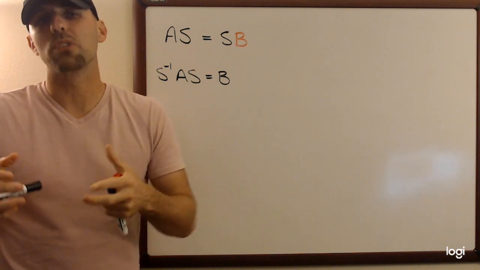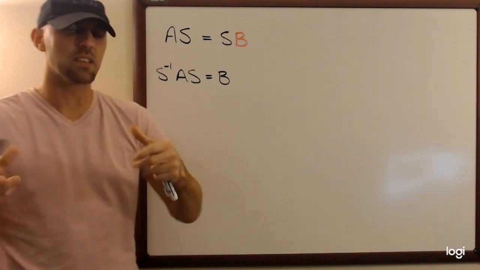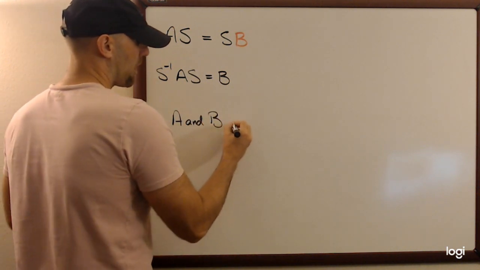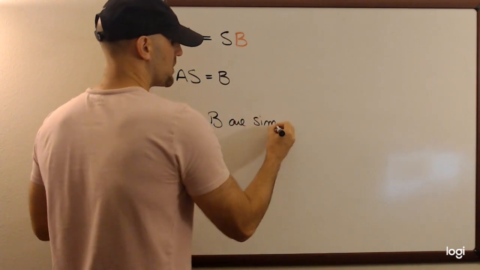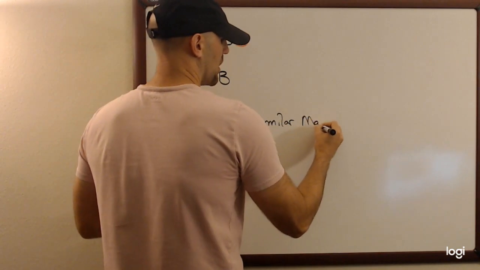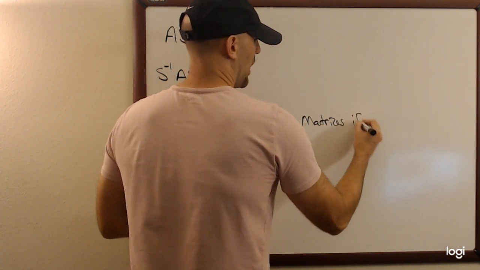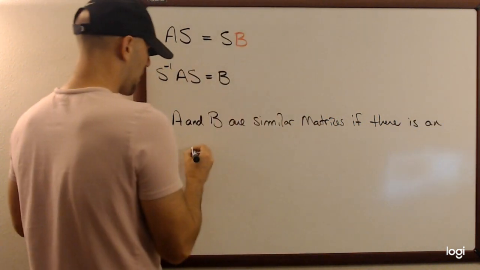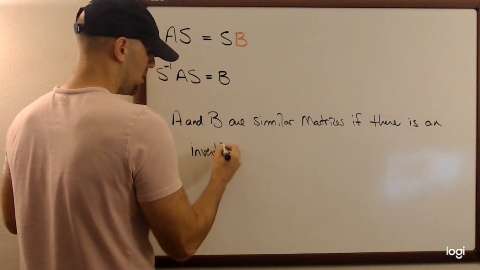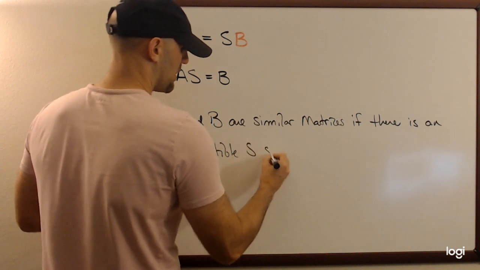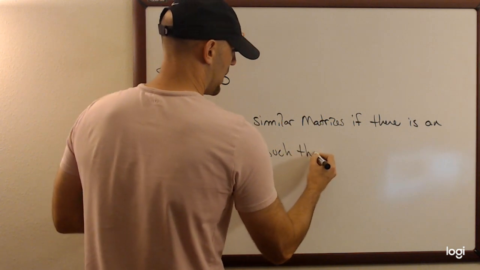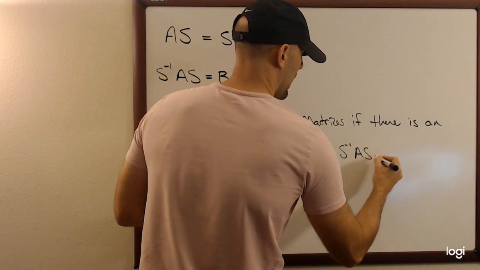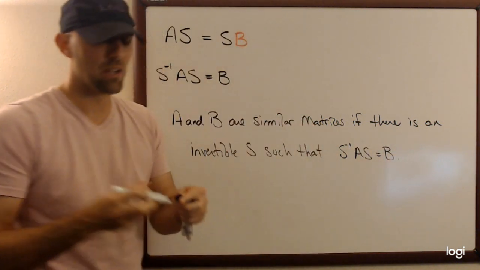Now, this is called matrix similarity. Not same, but similarity. So we say that A and B are similar matrices if there is an invertible matrix S such that S inverse times A times S is equal to B. And we say that A and B are similar.